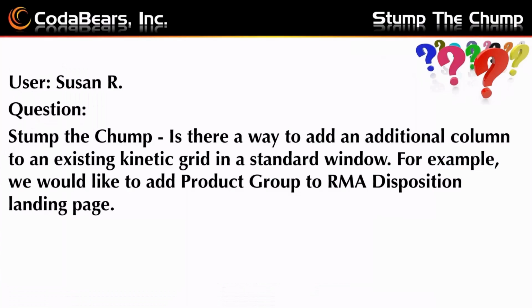The next one is also from Susan. Is there a way to add an additional column to an existing Kinetic grid in a standard window? For example, they want to add product group to the RMA disposition landing page. Yes, but how much do you hate yourself?